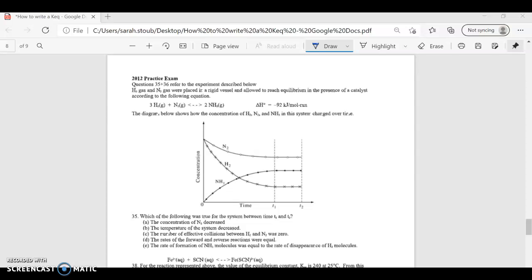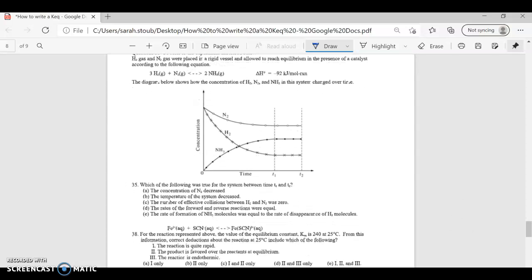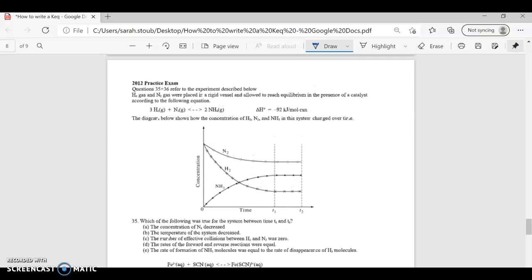Hi there, this video is going to talk about two questions, number 35 and 38 that you see on the screen here. So taking a look at number 35, the question is talking about between time t1 and t2. That's that flat region here. At this region, we are not changing the concentration, that's what's on my y-axis, during any point.